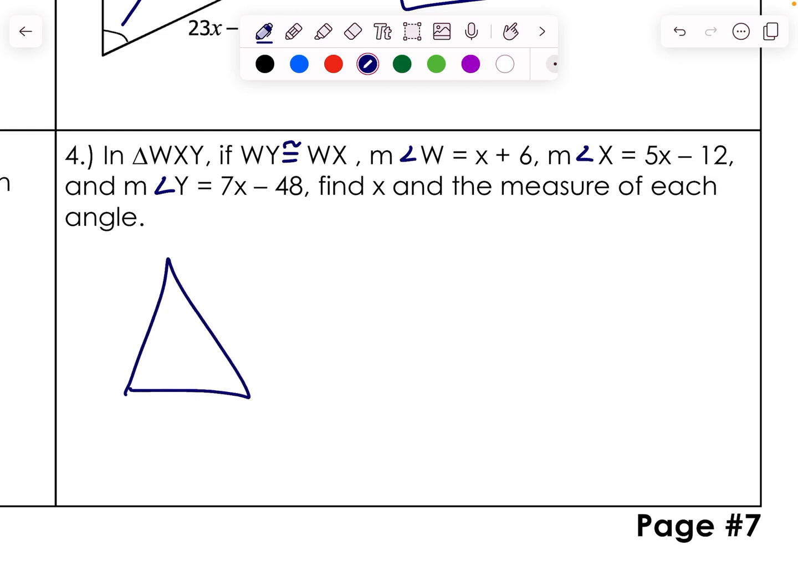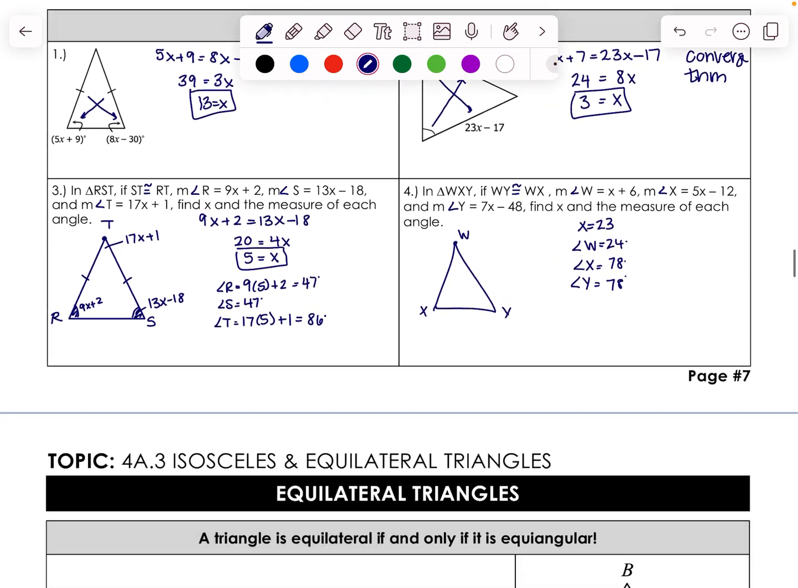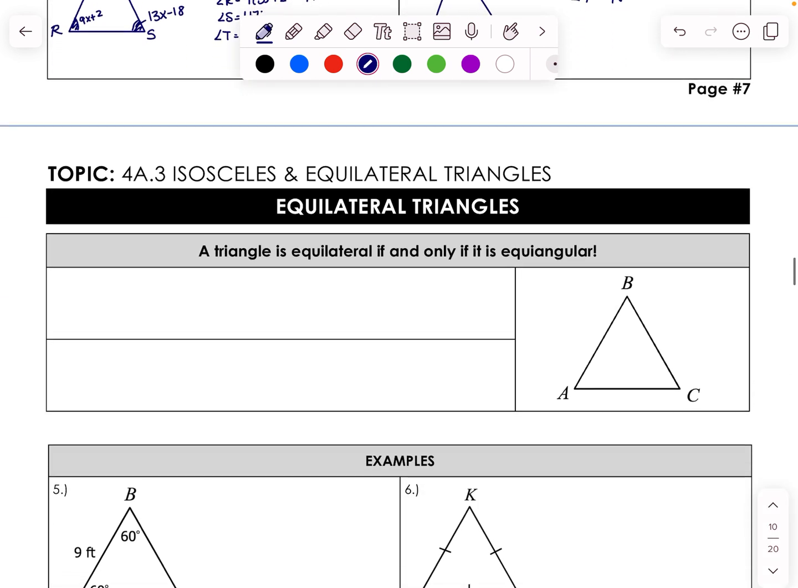Okay, so for number 4, your triangle picture should look like this with W at the top. All right, and then we should have gotten X is equal to 23, W is 24, and then X and Y are both going to be 78. All right, well, that's isosceles. So let's go ahead and look at equilateral.